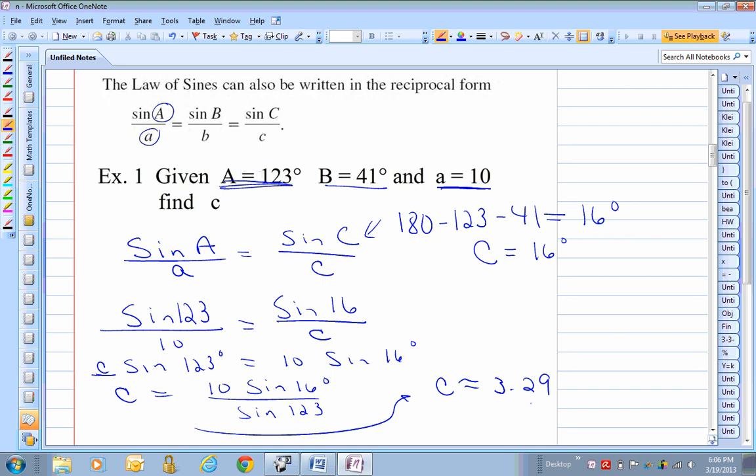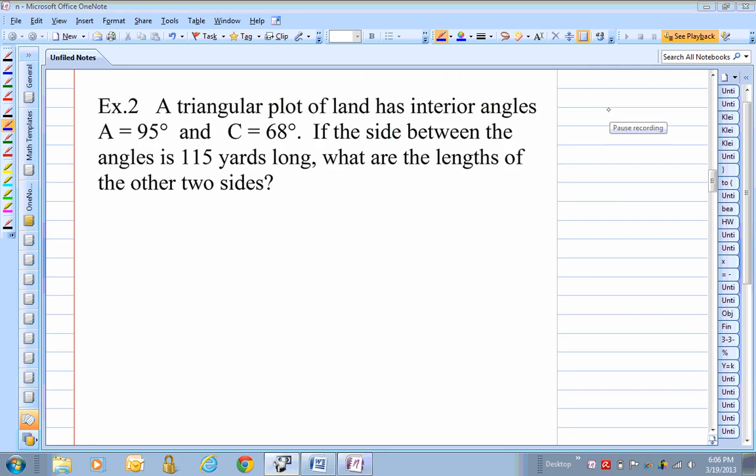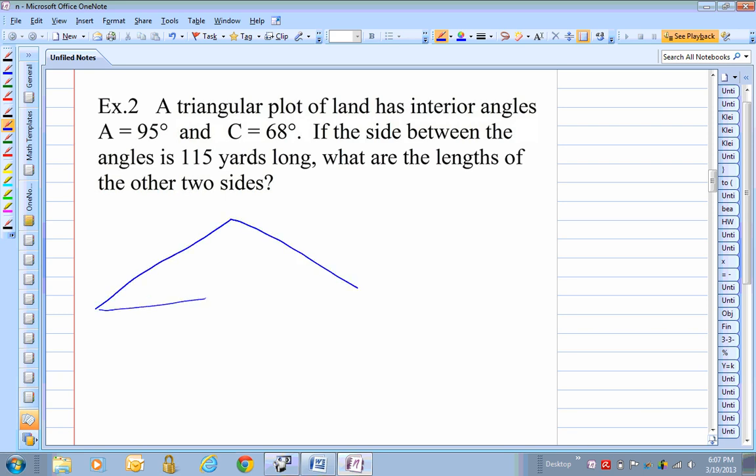All right, let's move on. In this example, we have a triangular plot of land that has interior angles of 95 degrees and angle C of 68 degrees. If the side between the angles is 115 yards, what are the lengths of the other two sides? I'm going to draw a picture here. So we have this plot of land. Often I draw the same triangle and I don't really pay attention to it being to scale.